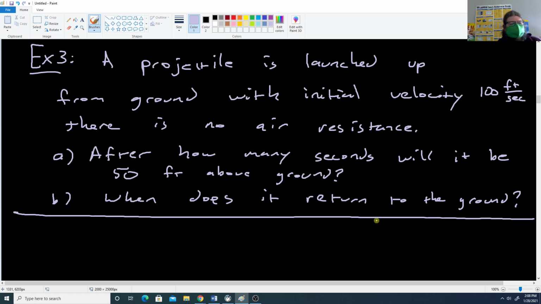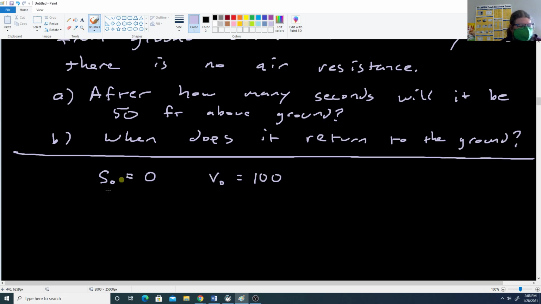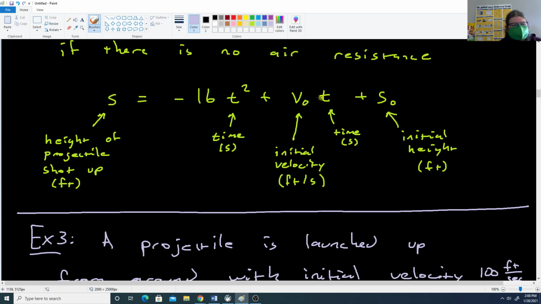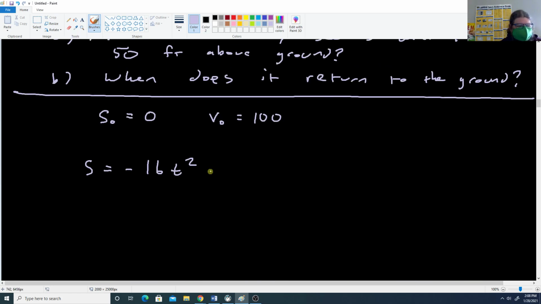They told us that we launched from the ground, which means S naught is 0, because if you're on the ground, you're at a height of 0 feet. They said that our initial velocity, V naught, was 100. So we can get our equation. It'll be S, the height, equals negative 16t squared plus V naught t, which is plus 100t, plus 0.